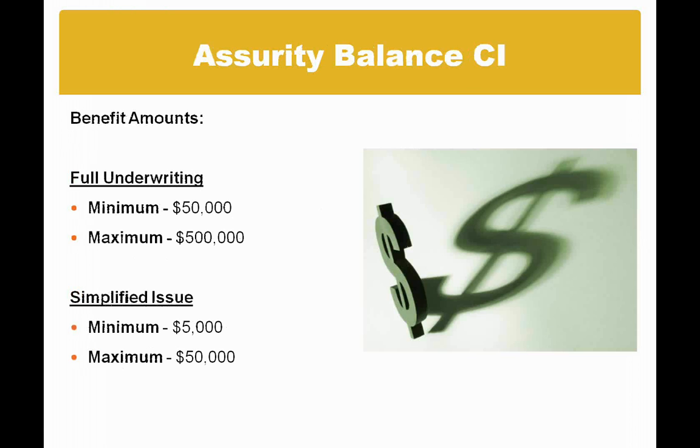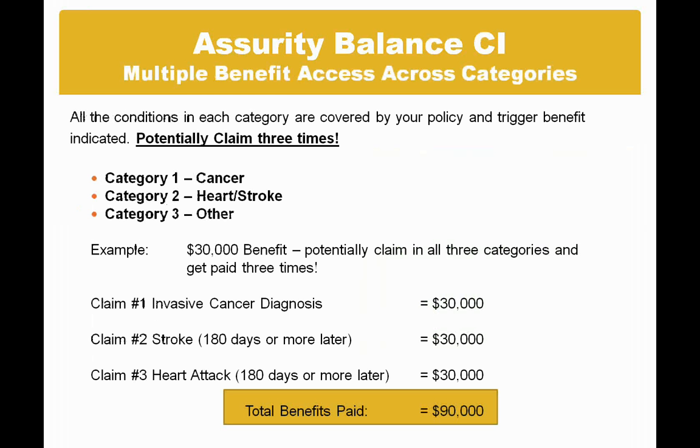As far as benefits, minimum $50,000 for full underwriting, maximum $500,000. And simplified issue, you can go all the way down to $5,000, and the max is $50,000. Of course, your full underwritten plans are going to be less expensive, so you want to keep that in mind when you're talking to clients.